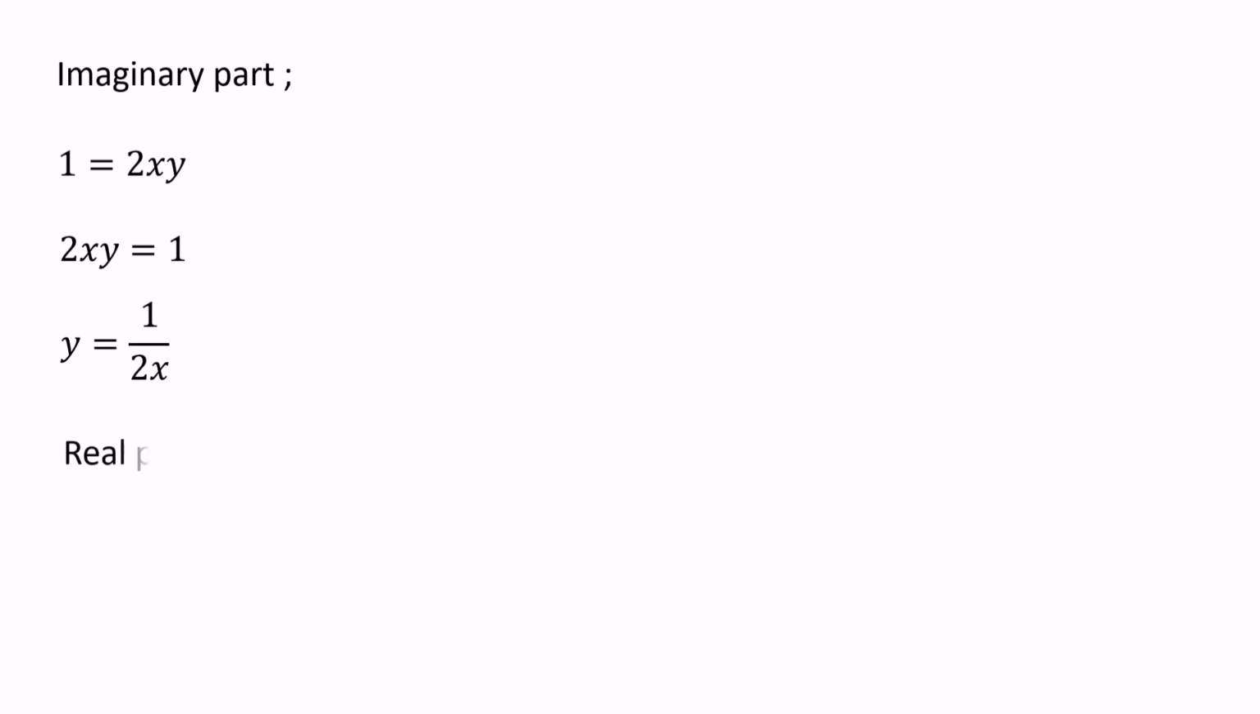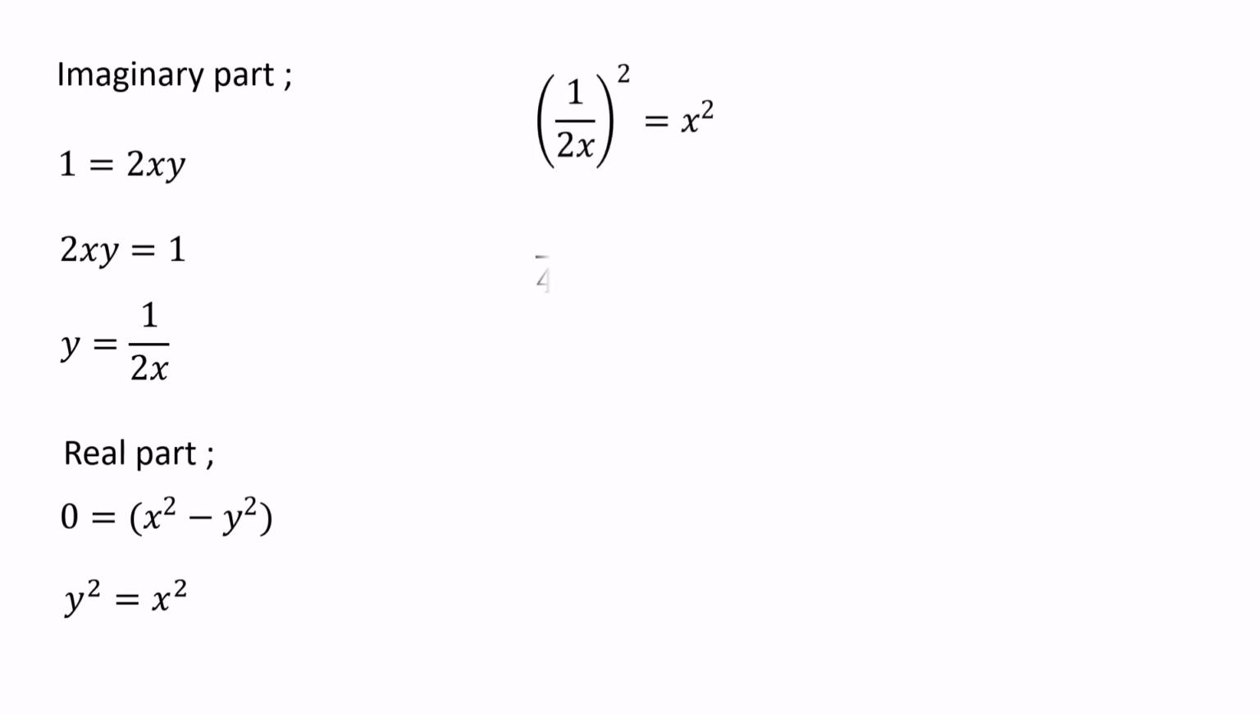In the real part equation, 0 = x squared minus y squared, so y squared equals x squared. Instead of y, we can substitute 1 over 2x. So we can write 1 over 4x squared equals x squared. Then we can cross multiply the denominator x squared term, so 1 over 4 equals x squared times x squared. x squared times x squared equals x to the power of 4. So x to the power of 4 equals 1 over 4.